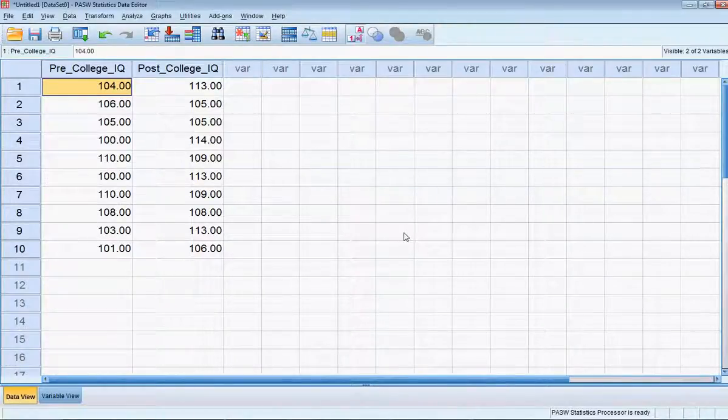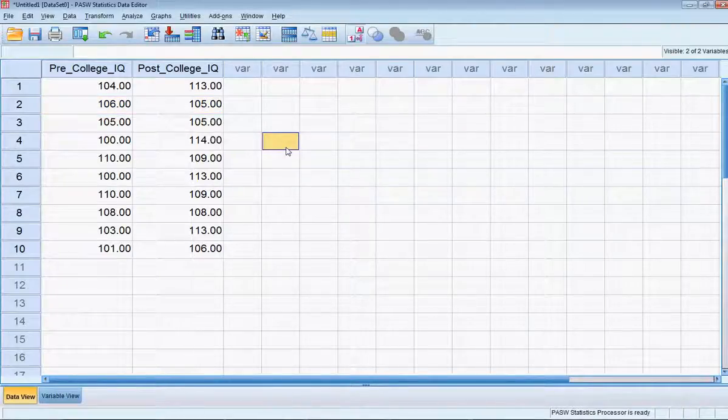So, the organization of these data is very important. The design is called paired samples because they're paired in a very certain way. This person's pre-college IQ score needs to be right next to that same person's post-college IQ score. They have to be right next to each other, otherwise the results won't be accurate. So this is one person's pre-college IQ score and their post. This is another person's pre-college IQ score and that same person's post-college IQ score, and so forth and so on. So set it up the right way.